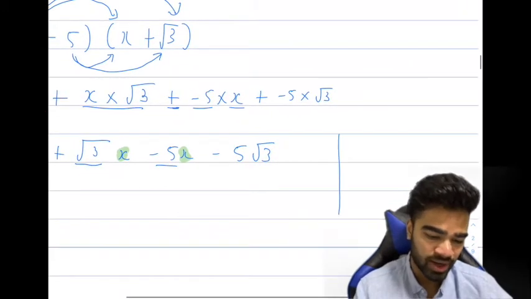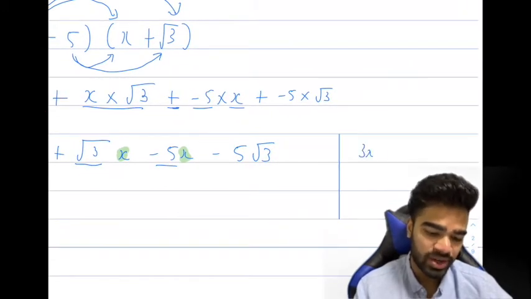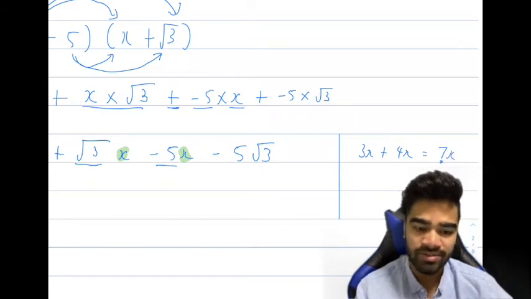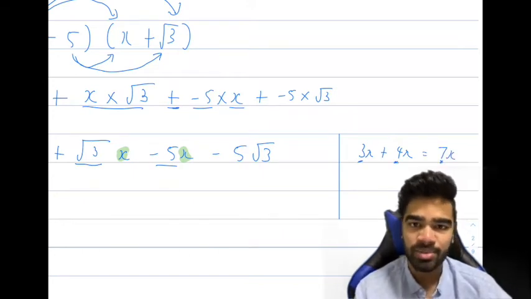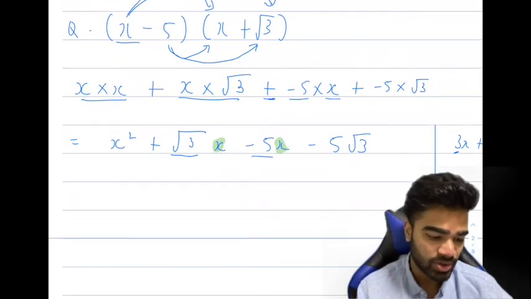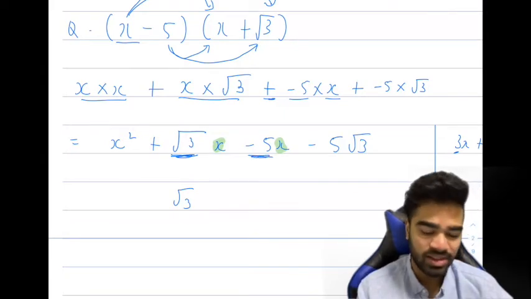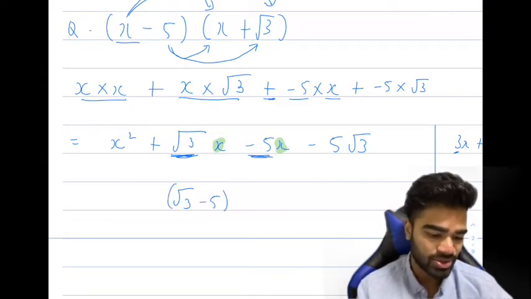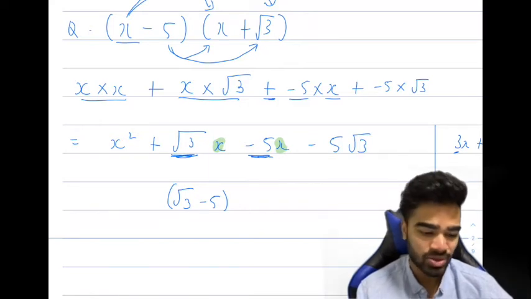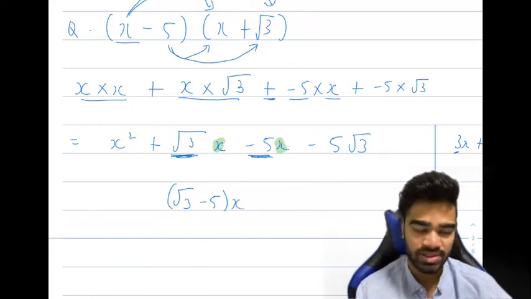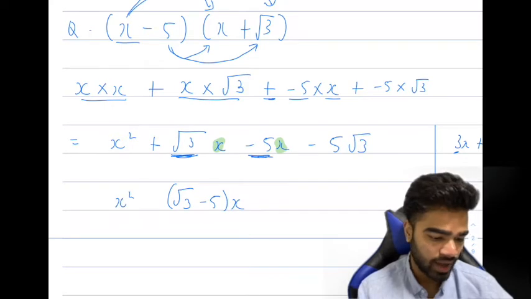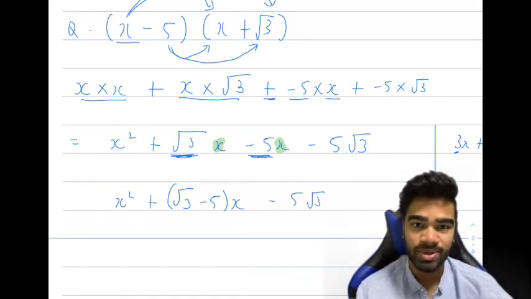I'll give you a quick example. If you have 3x plus 4x, that is equal to 7x. How do you get this 7? You took the first number and the second number and you added them together. So that's exactly what we're going to do. We take the first number, root 3, and then we add it to the second number. In this case, it's negative, so minus 5. We can't really add them together, so we'll put it in brackets, x. That's how you get those like terms. x squared plus, and then minus 5 root 3, and that would be the answer.